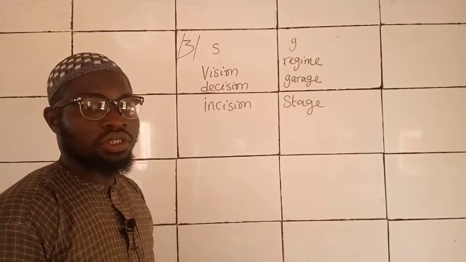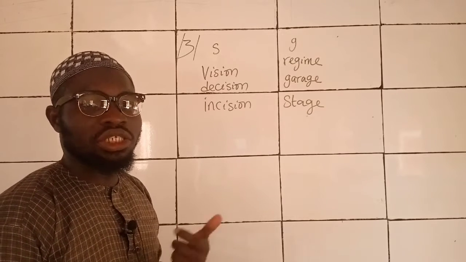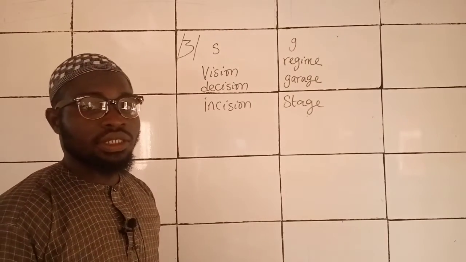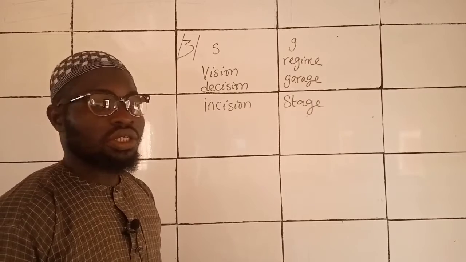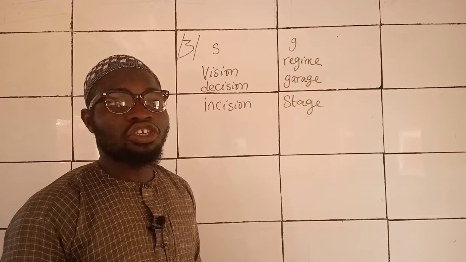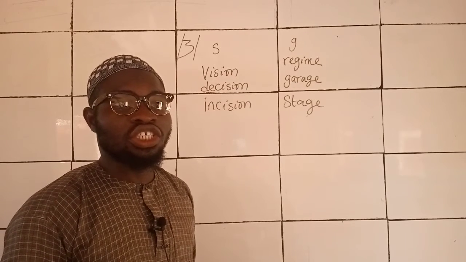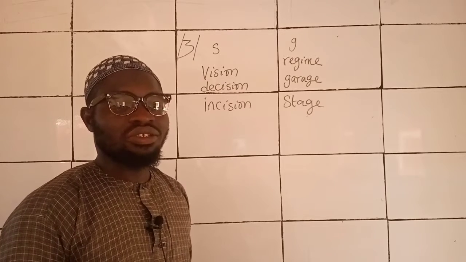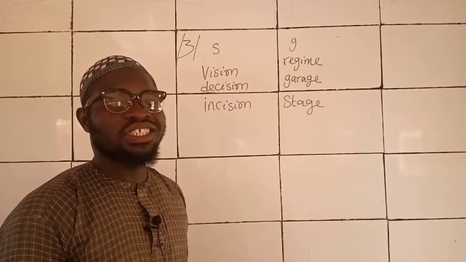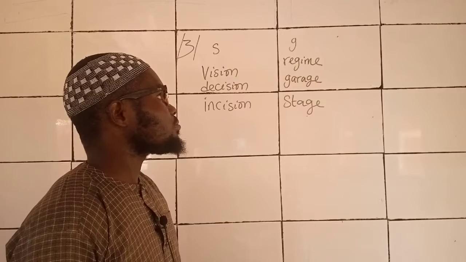It is vision. Then we have decision, and incision. So when S occurs only with ION, then we pronounce it as zh. Then it is also realized as letter G. Then we have regime, garage, and stage. Not with a hard g or j, it is regime, garage, and stage with zh. These are the representations of this sound.